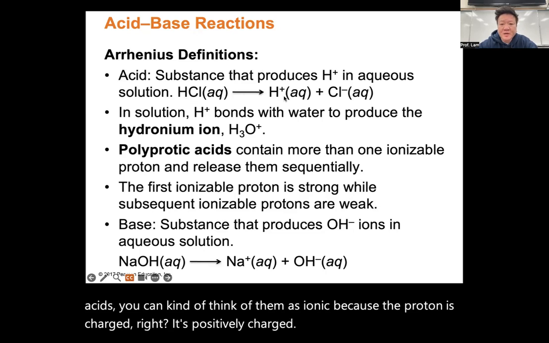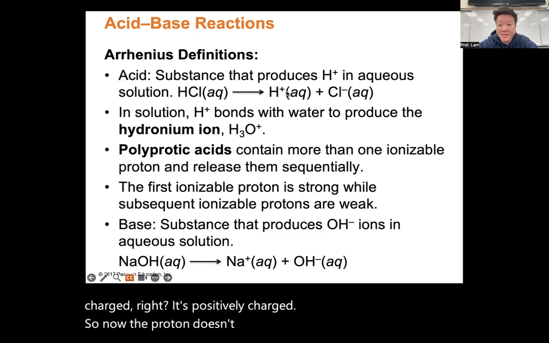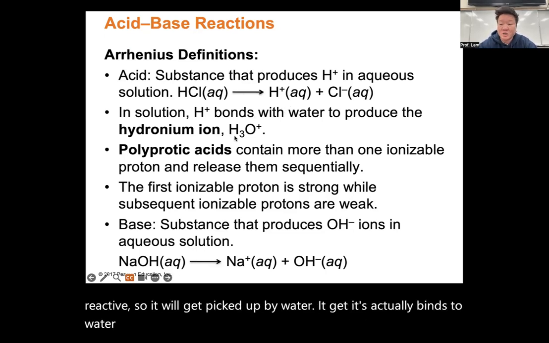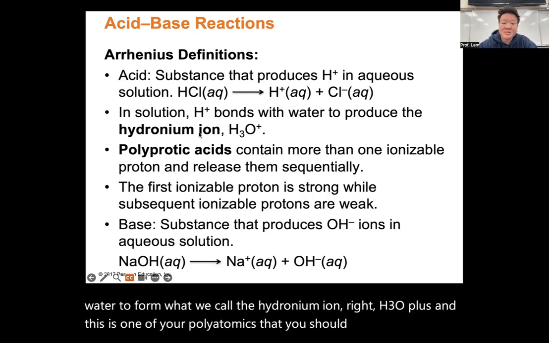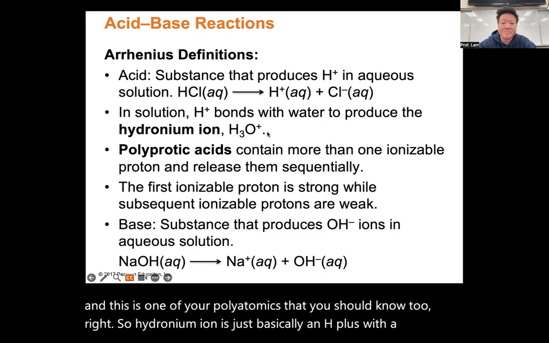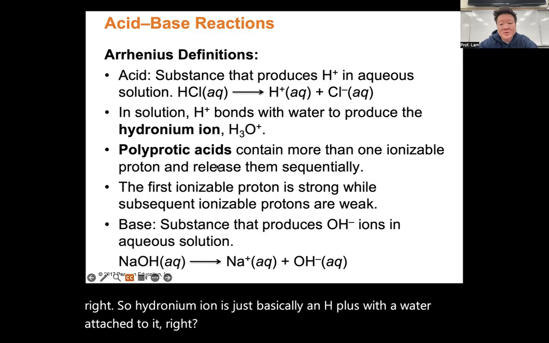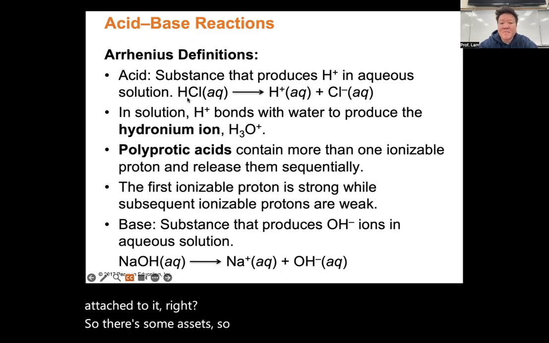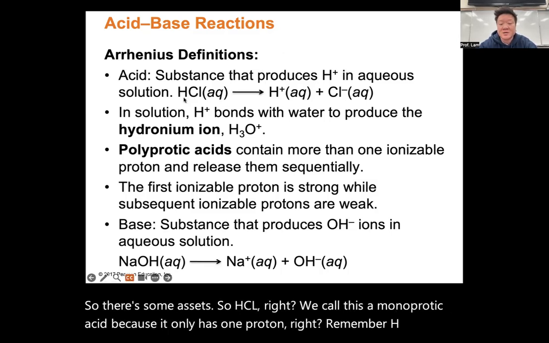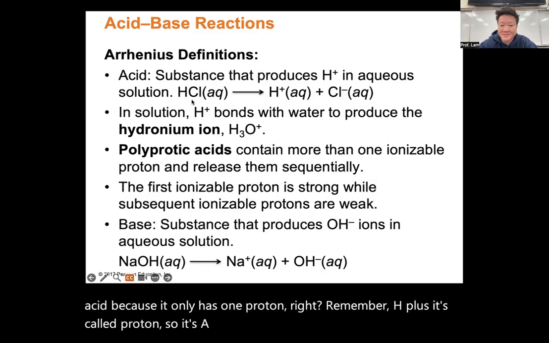Now the proton doesn't just stay there by itself. It's quite reactive, so it will get picked up by water. It actually binds to water to form what we call the hydronium ion, H3O plus. This is one of your polyatomics that you should know too. A hydronium ion is just basically an H plus with a water attached to it. So HCl, we call this a monoprotic acid because it only has one proton. Remember, H plus is called a proton. So it's a monoprotic acid because it can only release one proton.